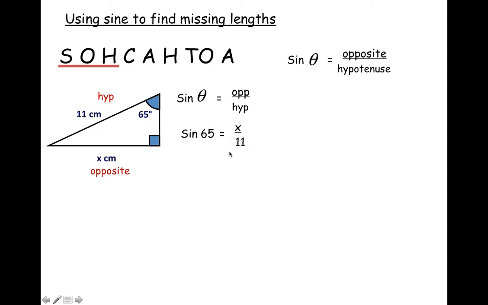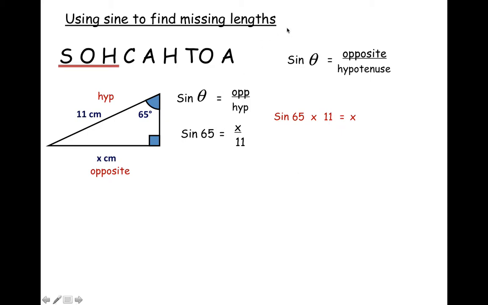Now my unknown's at the top, so it's basically saying unknown divided by 11. So I want to bring this 11 to the other side because I want to isolate that x. To bring this 11 to the other side, I multiply sin 65 by 11, which then gives me my unknown. I plug it into my calculator.